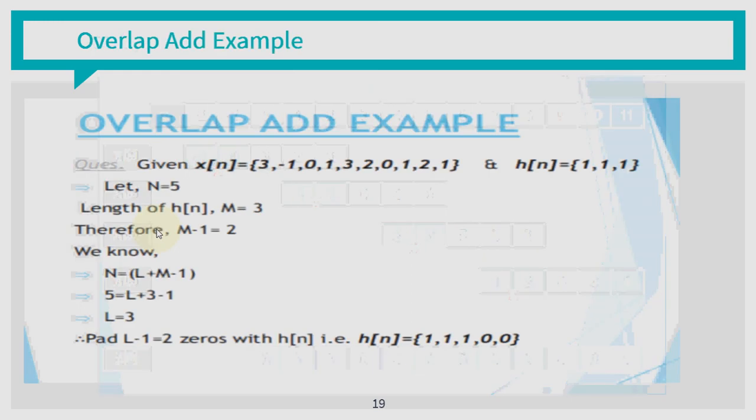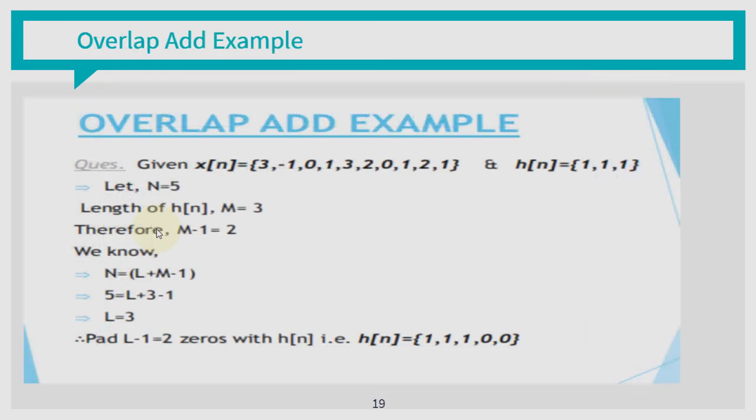Next example is related to the overlap add method. So take the same example, x of n is 3, minus 1, 0, 1, 3, 2, 0, 1, 2, 1, and h of n is equal to 1 1 1. So again n is equal to 5, m is equal to 3, m minus 1 is equal to 2, and l is equal to 3. So h of n is equal to 1 1 1 0.